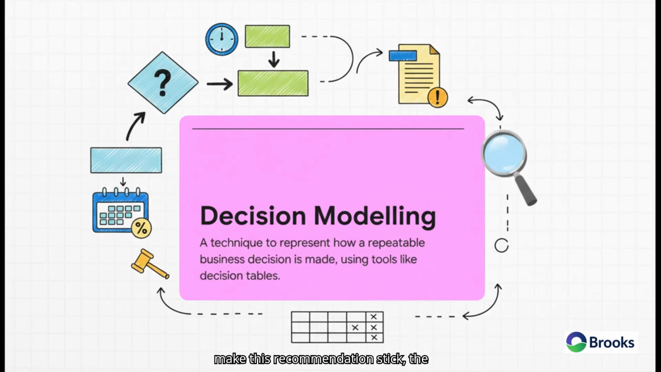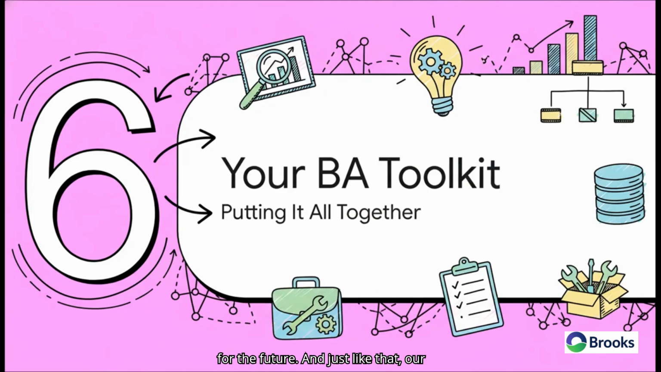And finally, to make this recommendation stick, the analyst uses decision modeling. This basically turns the decision into a business rule that can be used again and again. For example, they might create a rule that says, if any shipping partner's late delivery rate goes above X% for 2 months in a row, then we automatically trigger a full contract review. It takes the guesswork out of it for the future. And just like that, our analyst has taken GlobalMart from a vague, confusing problem all the way to a specific, data-driven plan of action.